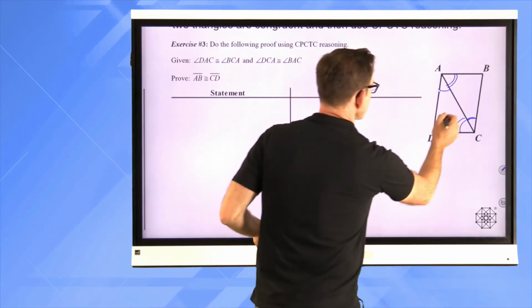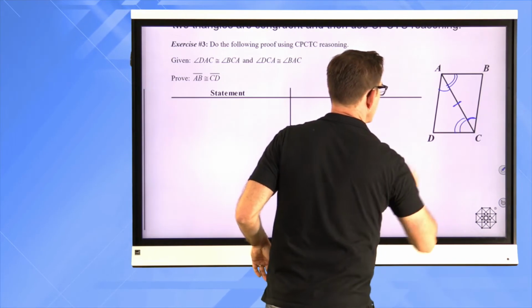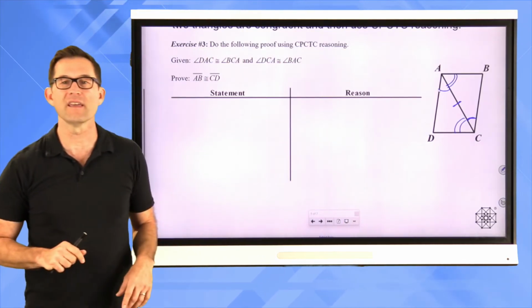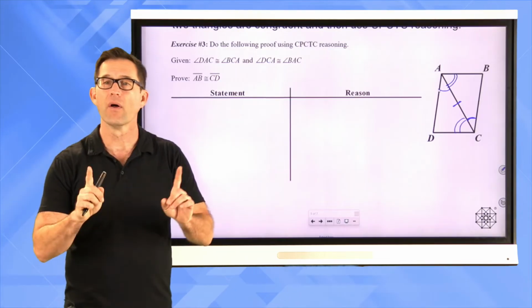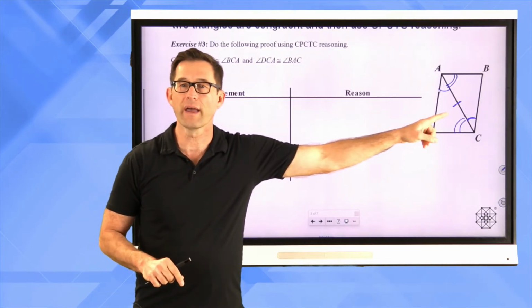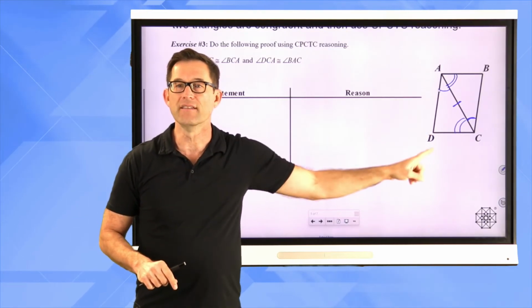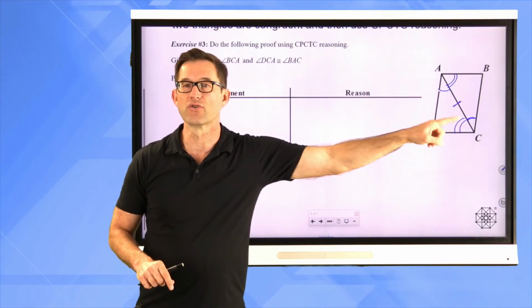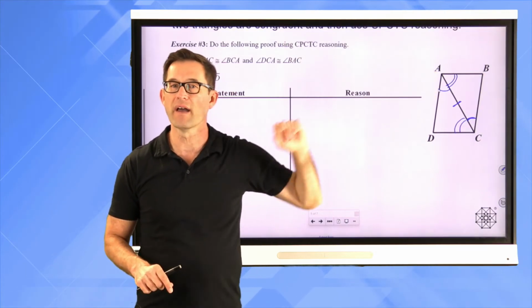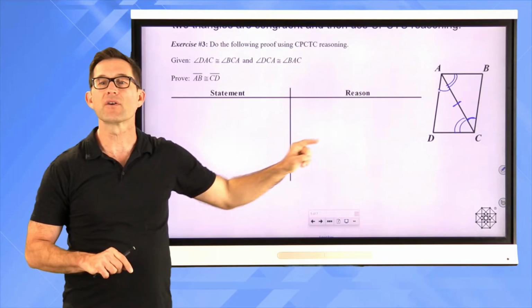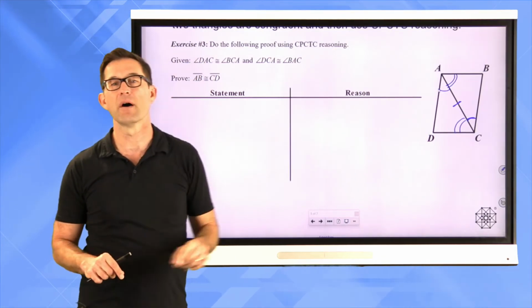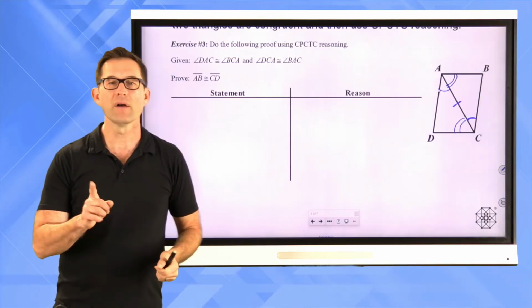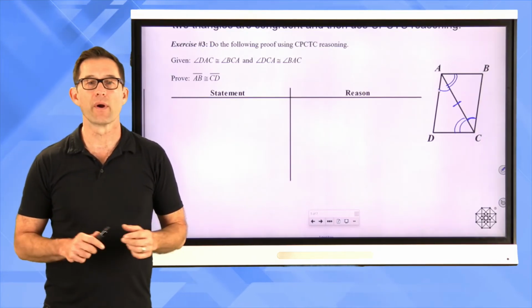and now, of course, I've got a side that is shared between the 2 triangles, specifically AC, and that rounds out the conditions we need for an angle-side-angle in order to prove triangle ADC is congruent to triangle CBA by angle-side-angle, and then we could conclude that AB is congruent to CD by CPCTC. Pause the video now and see if you can write this proof on your own.